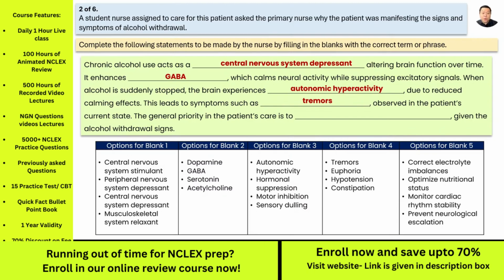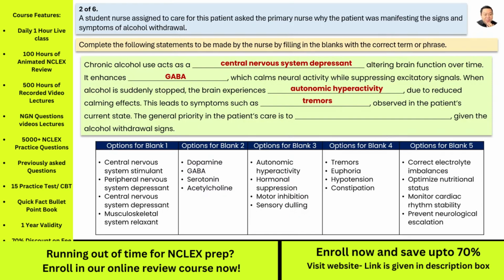Essentially, the brain is firing on all cylinders without alcohol's calming effect. And so, if untreated, the tremors can progress to seizures. It can also lead to delirium tremens, which is why we need to do frequent assessment for this patient.